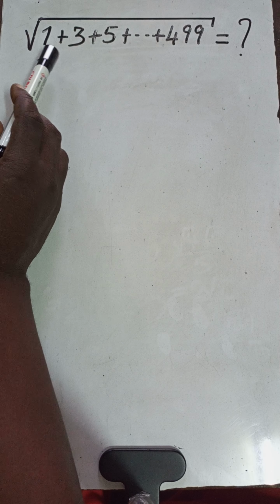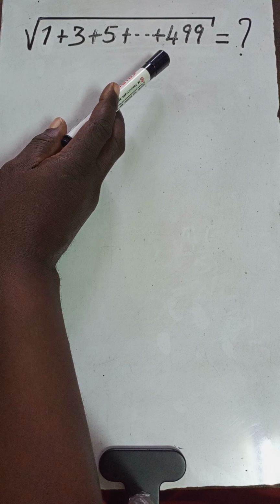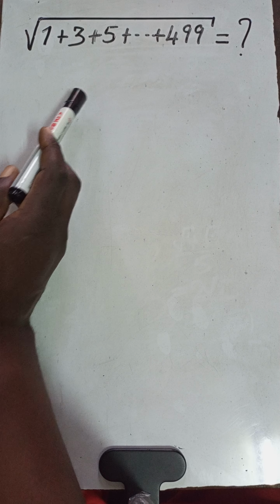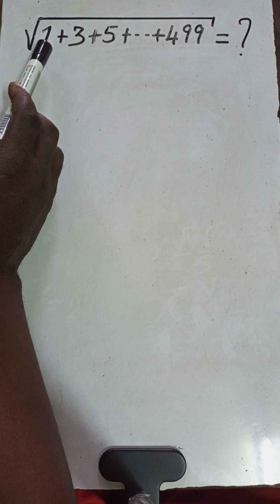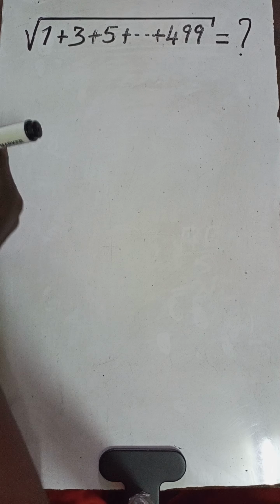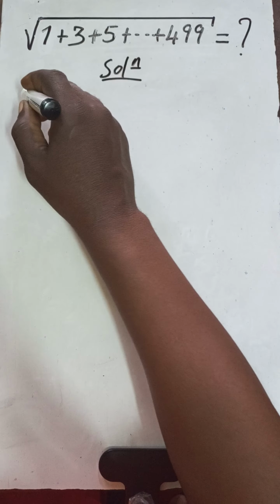How do we get the sum of 1 plus 3 plus 5 plus right up to 499? How do we get the square root of this sum? The first thing to do here is to first of all look at 1 plus 3 plus 5 right up to 499. Okay, so we see that 1 plus 3 plus 5 plus 499 is actually a finite sum, a sum of a finite series.